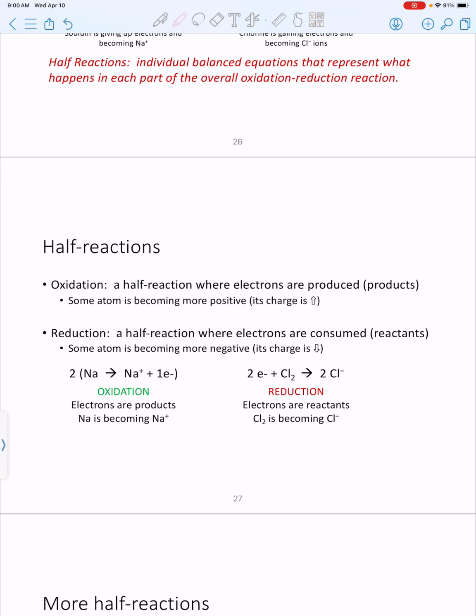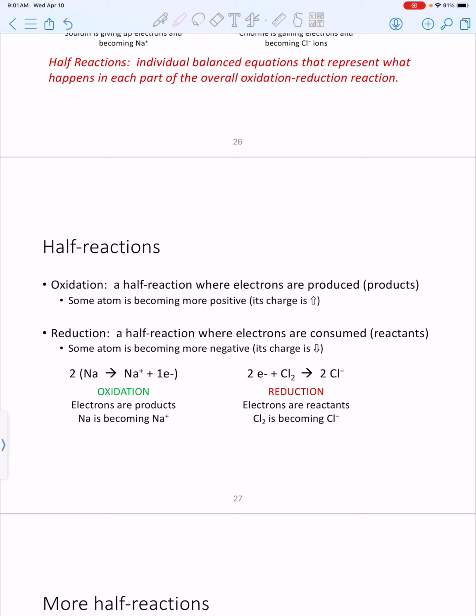Reduction is exactly what it sounds like. I'm reducing the charge on something by adding electrons to it. The electrons are in the reactant side of my equation, my half reaction, and they're being bound to something that makes it more negative. Right? So our chlorine is absorbing electrons and becoming more negative. The other way to think about it again, electrons are on the reactant side.